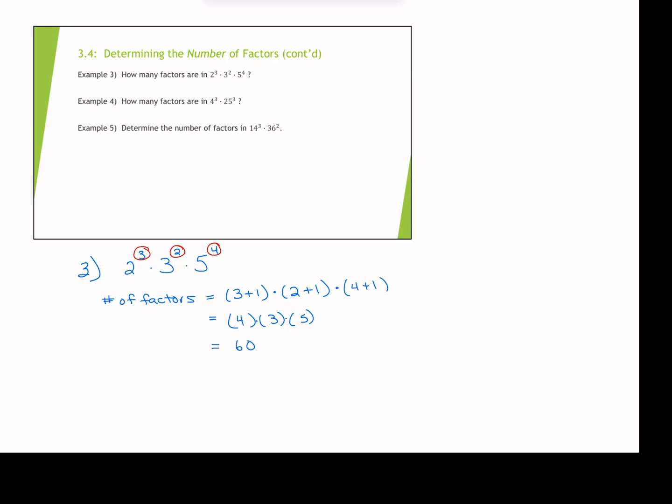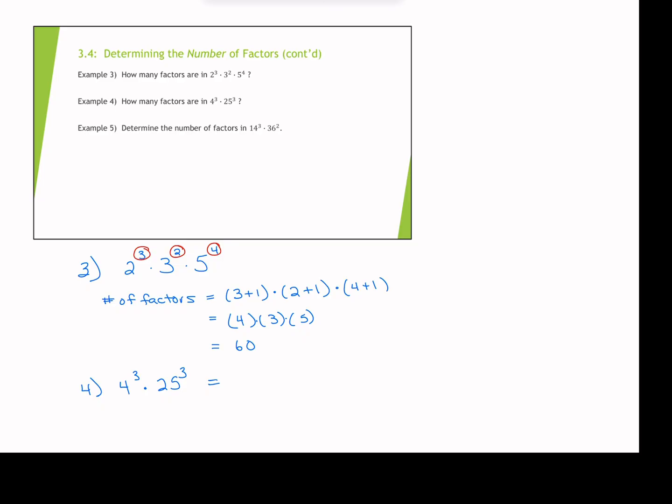With example number 4, we're asking you really to do the same thing, but you need to be careful about how your numbers have been presented. In this particular case, we have 4 to the power of 3 multiplied by 25 to the power of 3. Now, what we need to make sure of is that our bases are prime numbers. In this situation, we can see very quickly that these bases, in fact, are not prime, they're composite. So really, it's our job first to make these prime bases instead.